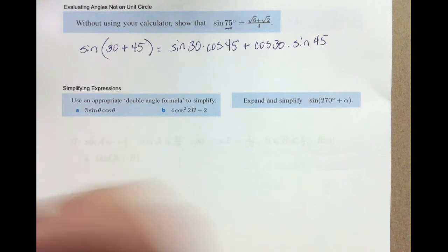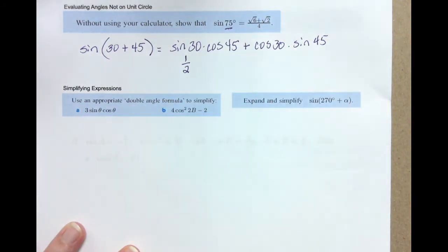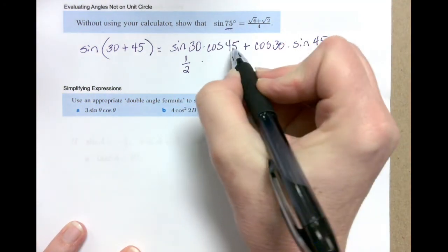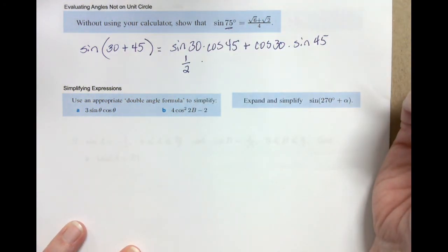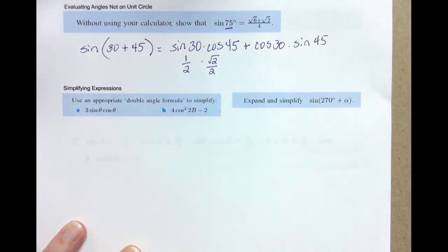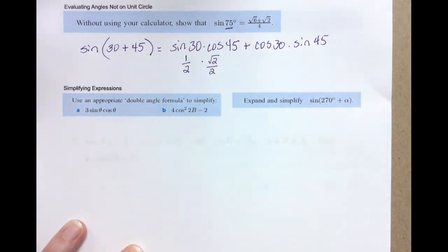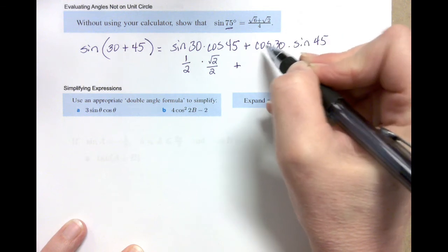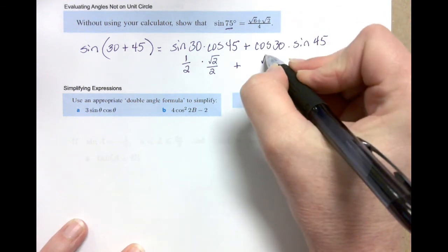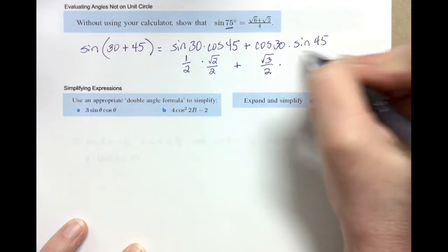What is sine of 30? Is it 1/2? Okay. What is cosine of 45? Oh, y'all do the simplified version. If you do 1 over square root of 2, that is fine. Or you can change it to that. Either one. Plus, okay, what is the cosine of 30? And what's the sine of 45?